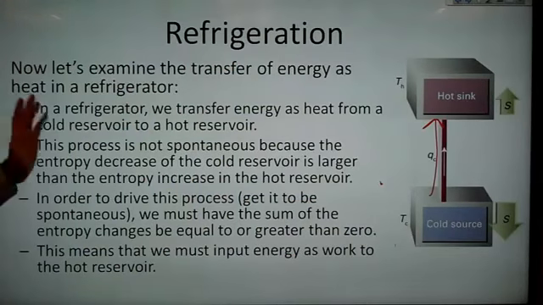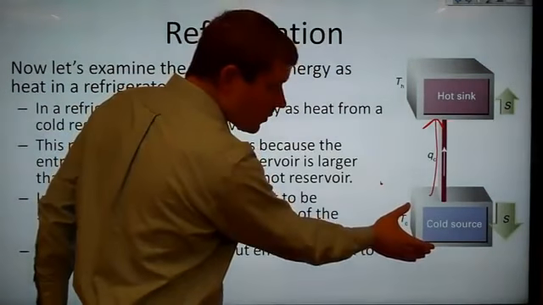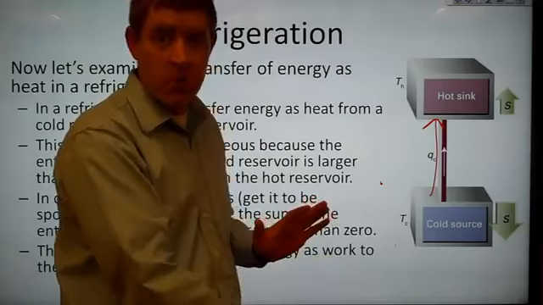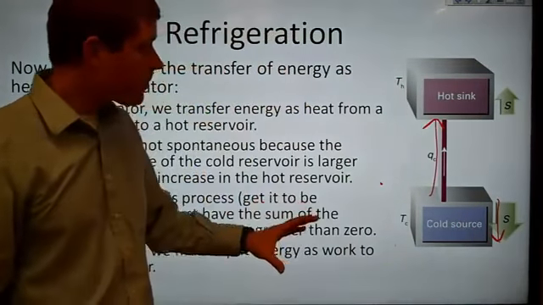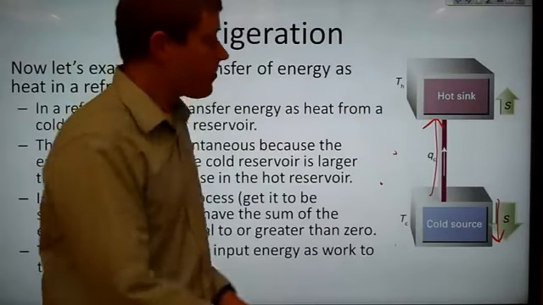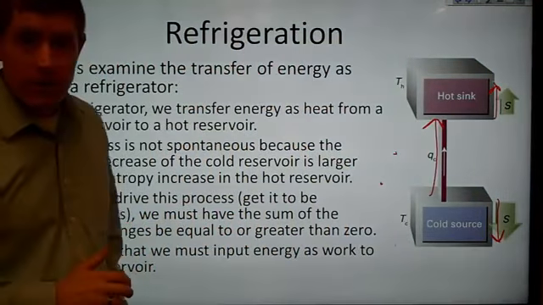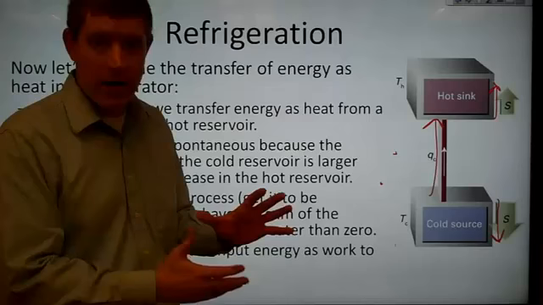The temperature of the cold source decreases, the temperature of the hot sink increases, and this means this process is non-spontaneous, because the entropy of our cold source is decreasing. As the temperature drops, the entropy drops, so we have a large decrease in entropy. For that same heat transfer into our hot sink, we have a smaller increase in entropy. We're increasing the entropy because we're increasing the temperature as we add heat.